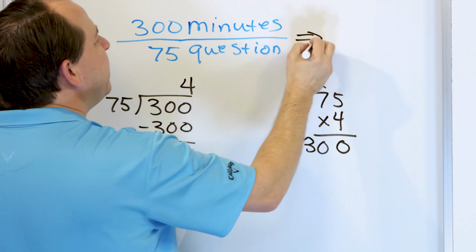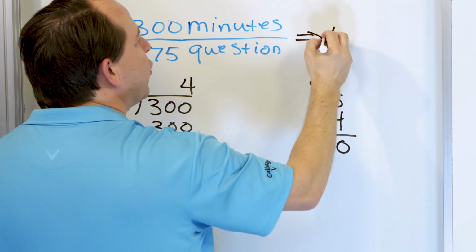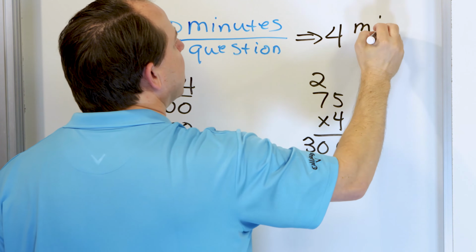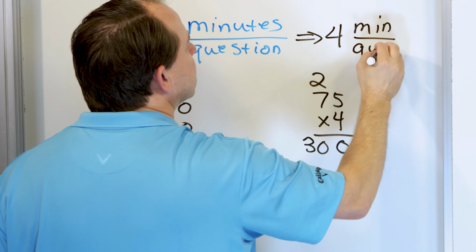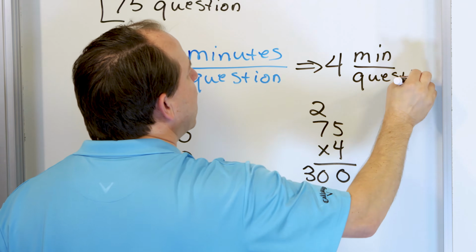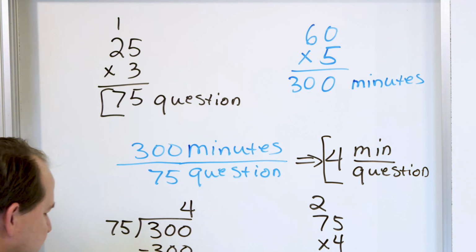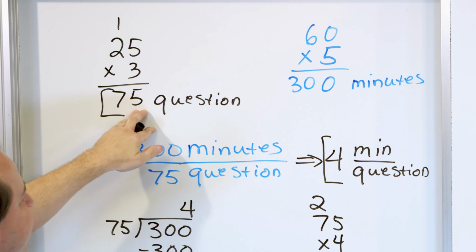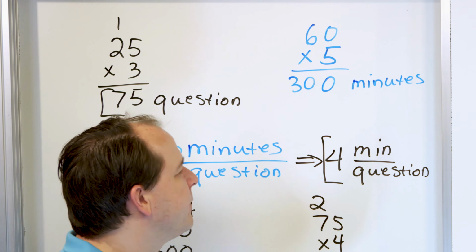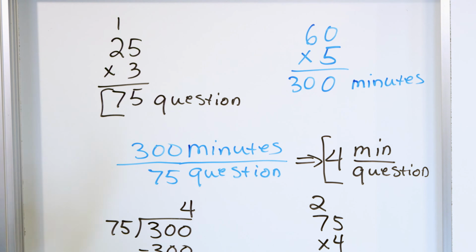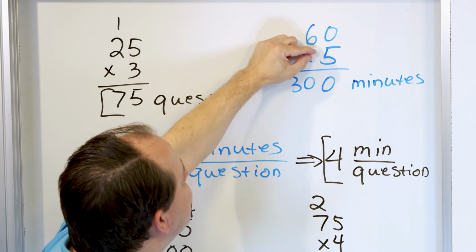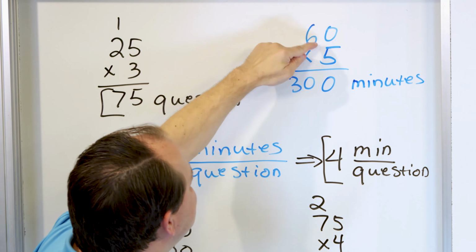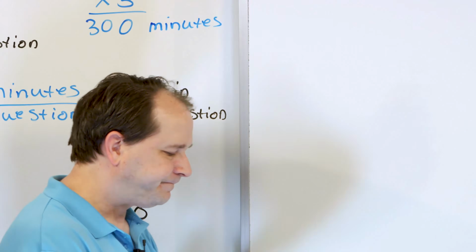So what this means is when we do this division, we get an answer of 4 minutes per question, which is what we want to calculate, how many minutes per question. So we answered both questions. She's going to answer 75 questions, and she's going to spend 4 minutes on each question. The real thing that you had to think about is you have to take the number of hours given and convert it to minutes by multiplying by 60.